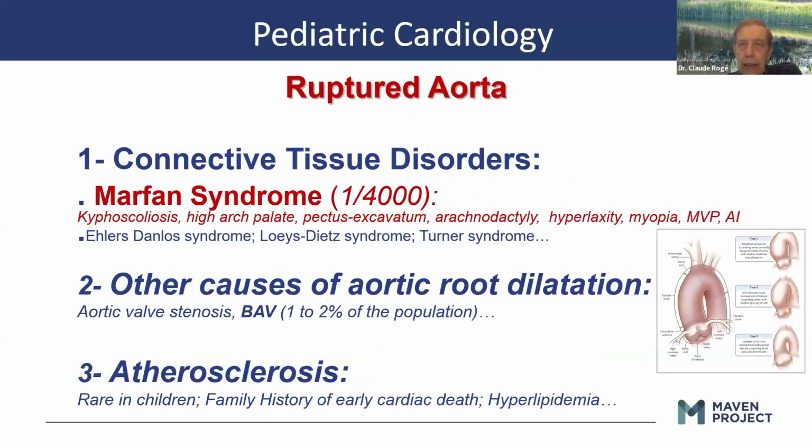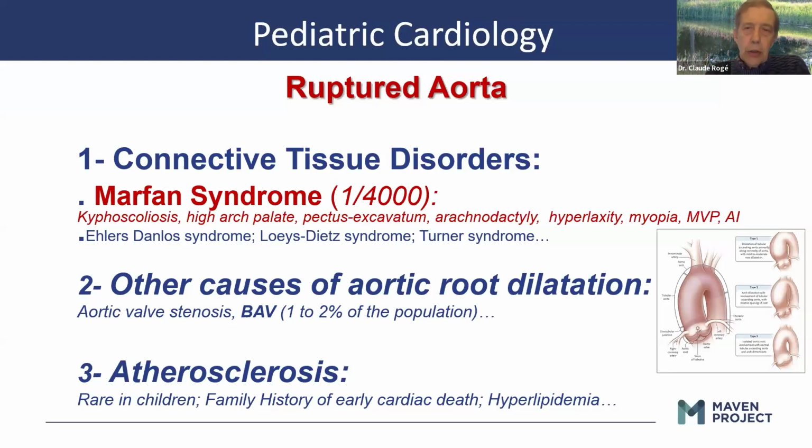Now, ruptured aorta is a more rare condition, and that's going to happen in the context most of the time of Marfan syndrome. And again, as we mentioned before, you can see it's much less frequent than hypertrophic cardiomyopathy. But it is actually a little easier for you to detect because they usually have typical physical findings: kyphoscoliosis, high arch palate, pectus excavatum, arachnodactyly, hyperlaxity, myopia. If you listen carefully, they may have mitral valve prolapse.